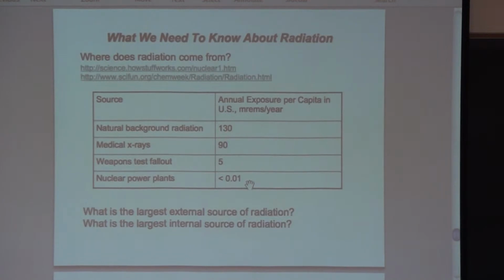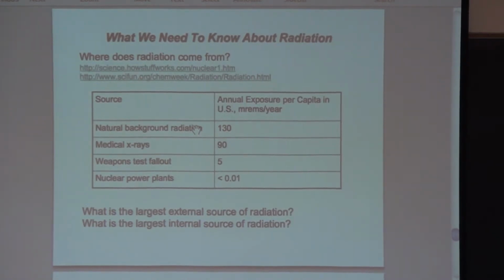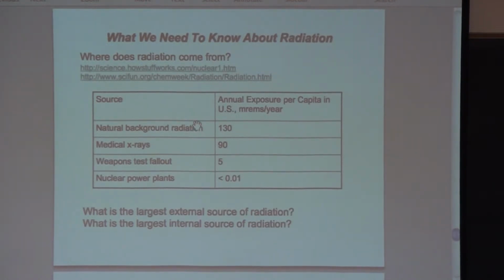What do you think is the largest external source of radiation? The environment. Yep, the environment. This could really just be from the ground. Note that on Earth there are minerals which contain a radioactive substance. For example, uranium actually comes from a mineral. So we get a lot of background radiation from uranium.